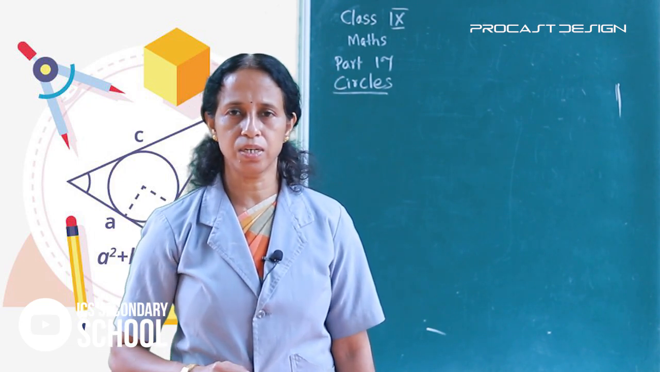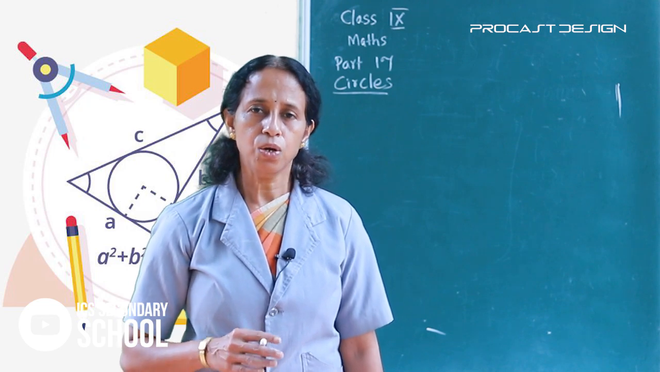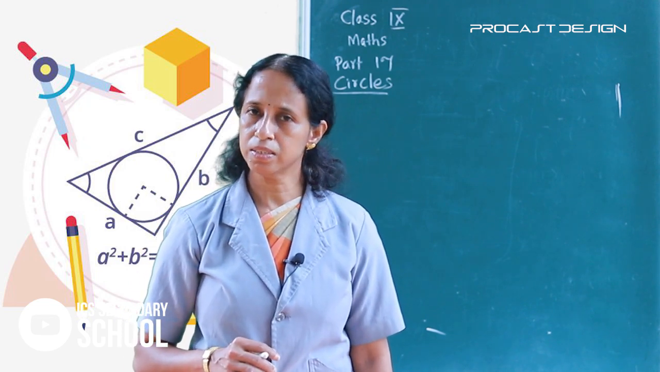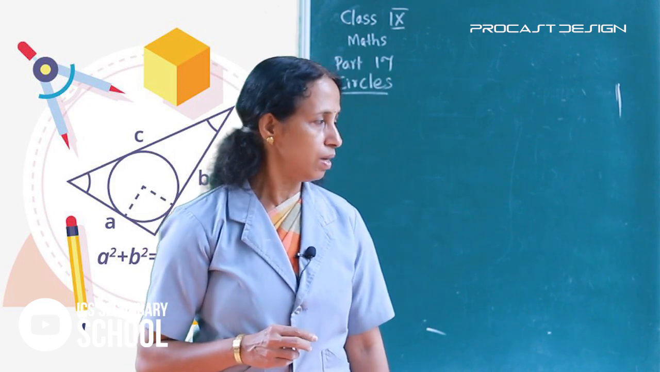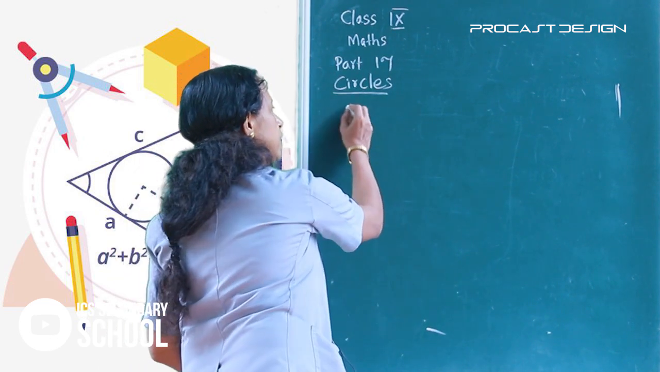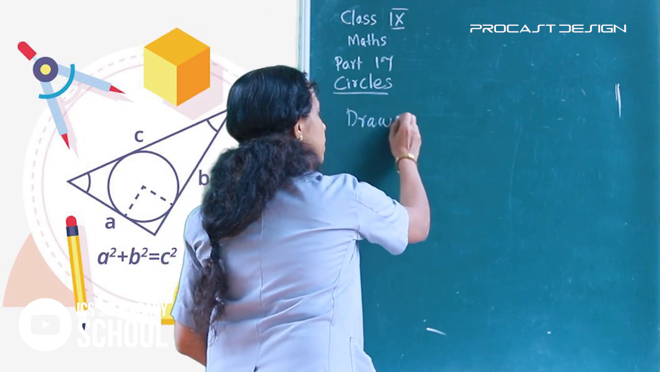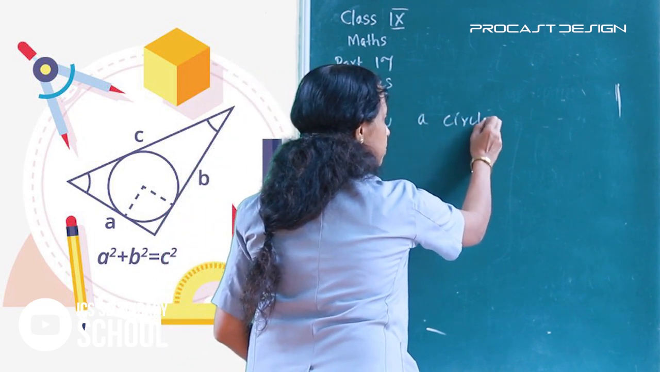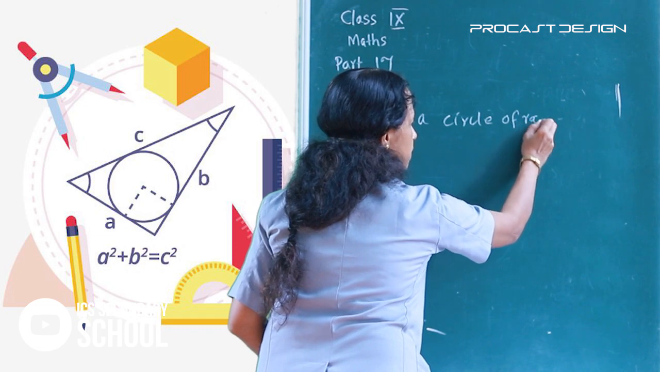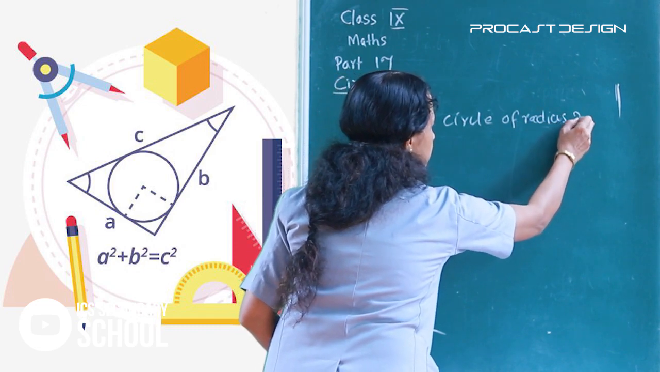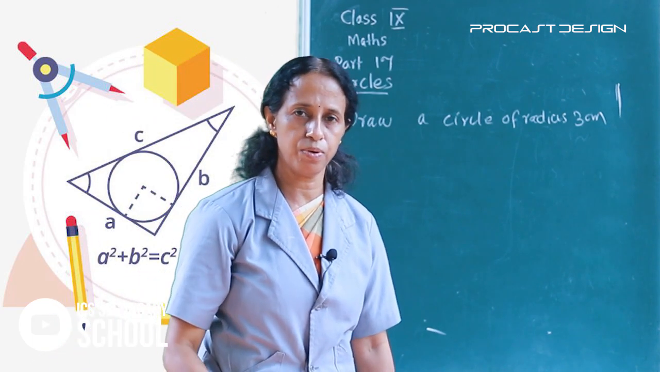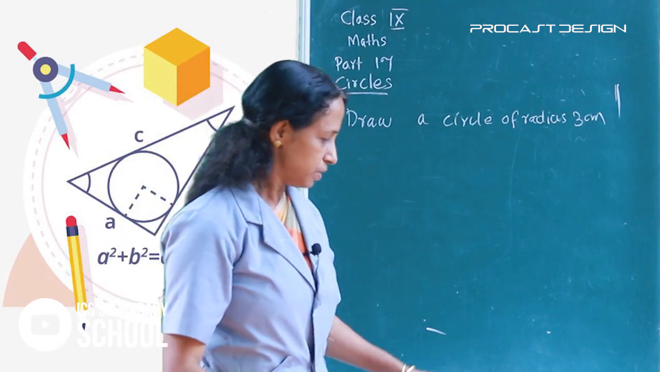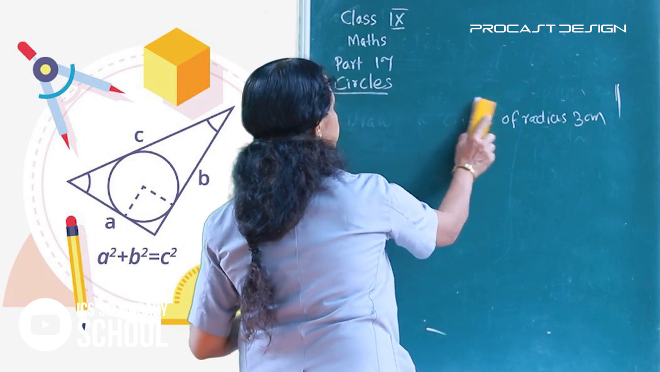How can you draw a circle? Draw a circle of radius 3 centimeter. How can you draw it? Look here.